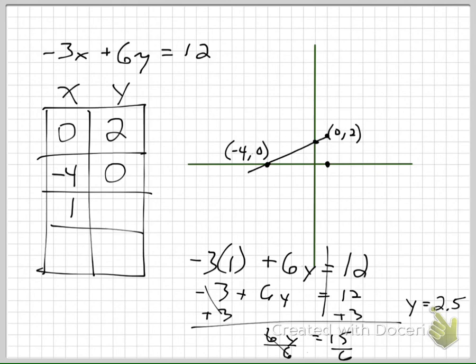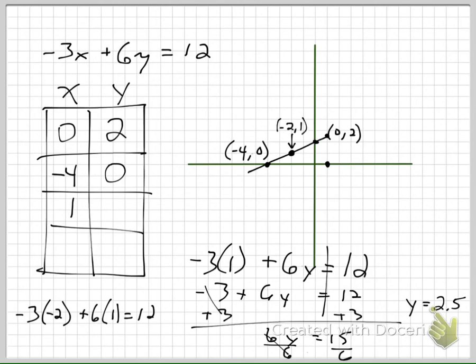Yeah. Based on our graph right here, what point should we choose to make sure? What point looks for sure like it's on the line? Does that point there look for sure like it's on the line? Negative 2, 1. How can we find out if that's true? Plug it in. Let's put negative 2, 1 in there and see if it's true. Negative 3 times negative 2, plus 6 times 1 equals 12.